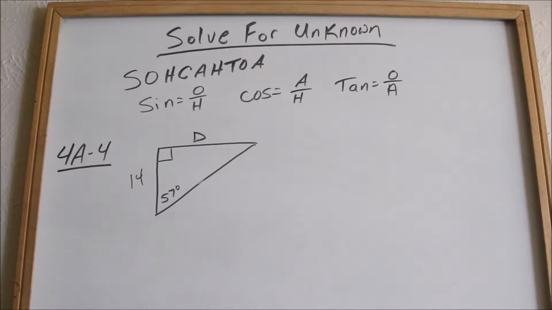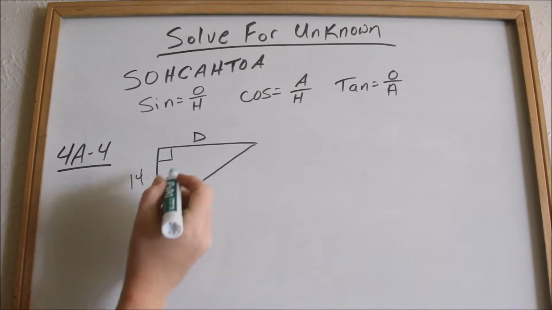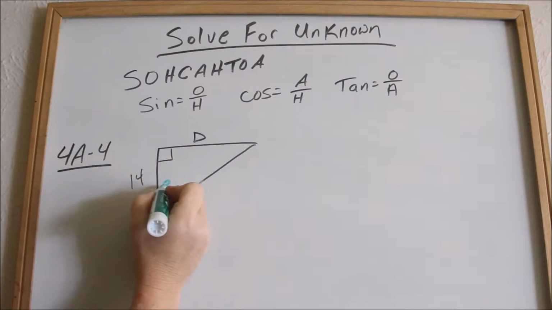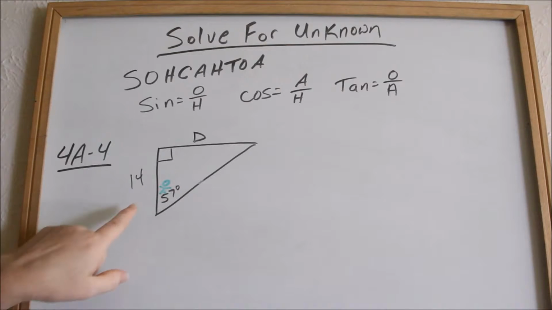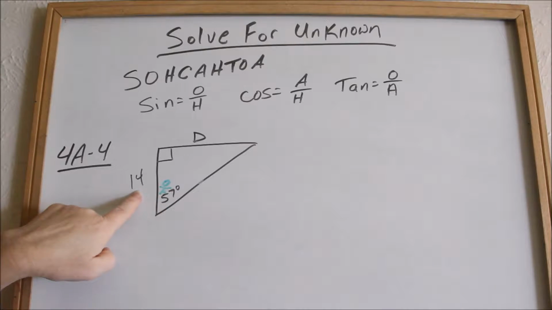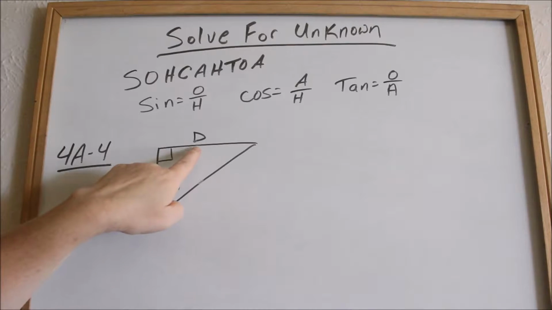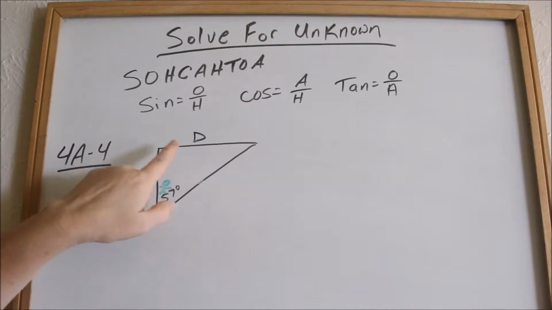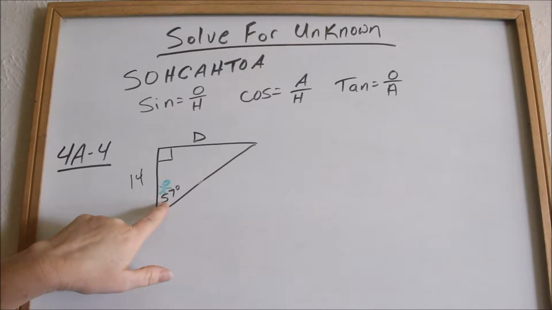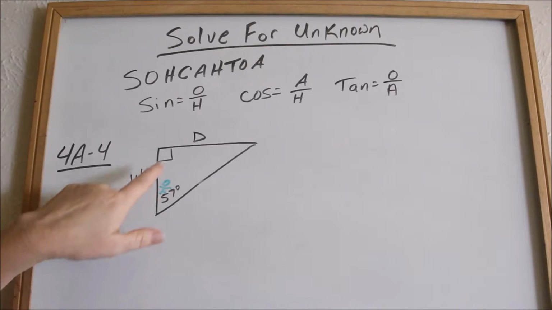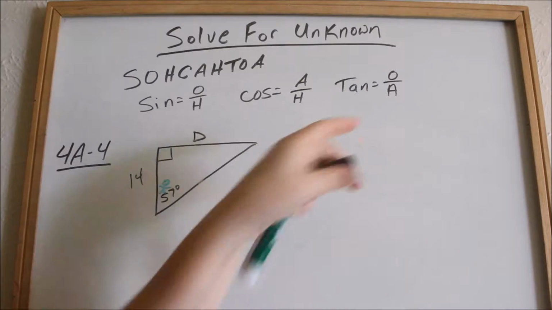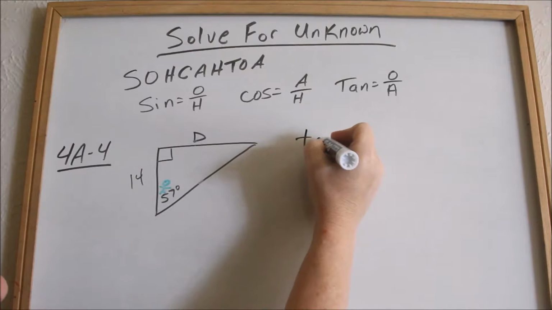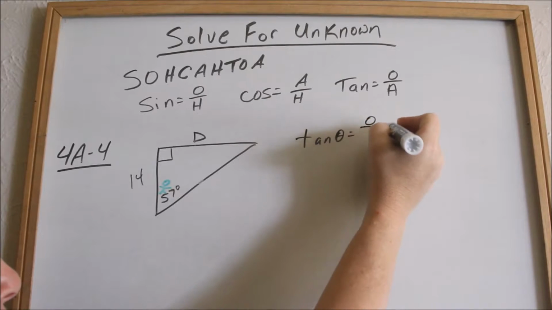So what you do is, you're a little man standing at this angle, and then you look at which sides you know. Well, if you're standing at that angle, you know the side that's adjacent to you, and you're wanting the side opposite of you. So looking at this triangle, everything that's labeled, standing here at this angle, you know the adjacent and you're wanting the opposite. Which trig function deals with adjacent and opposite? That would be tangent. So then we can use tangent theta equals opposite over adjacent.